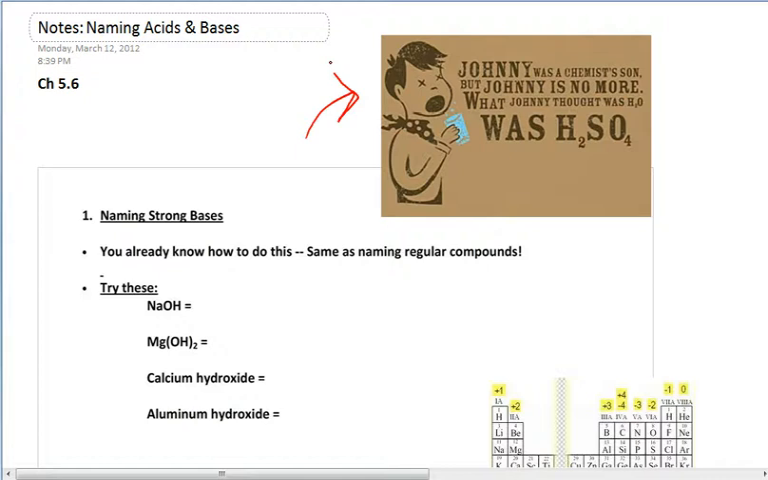We'll go through naming bases, then we'll talk about naming acids. You actually know how to name strong bases. In fact, let's just dive right in here. NaOH, what is that? Well, that's going to be sodium, because the first element is sodium, and then OH is that polyatomic ion hydroxide. You know the polyatomic ion hydroxide is OH, and that's present in all strong bases.